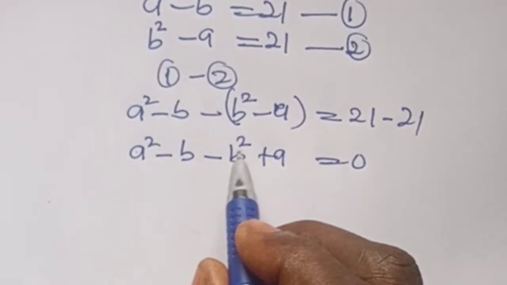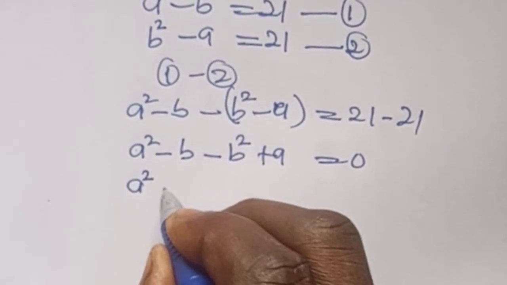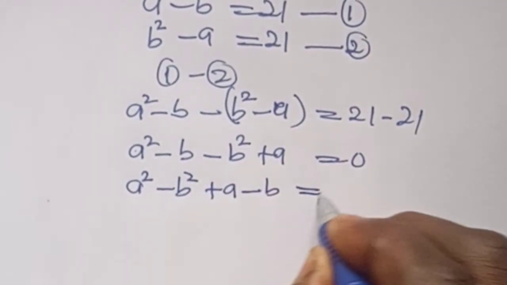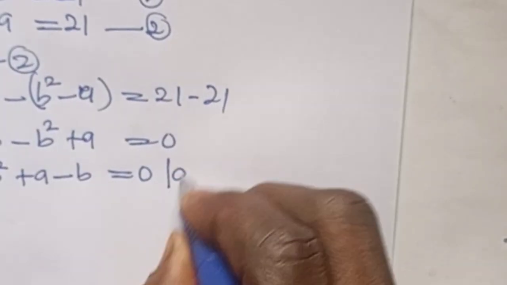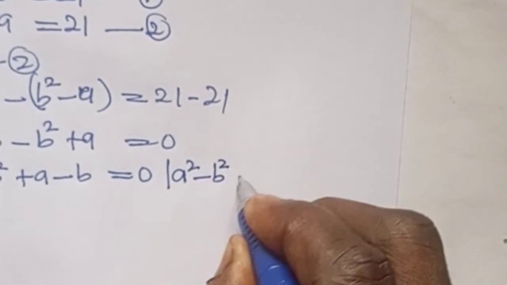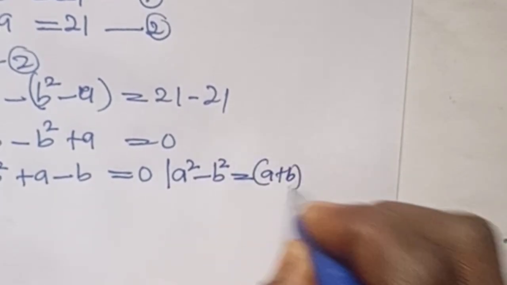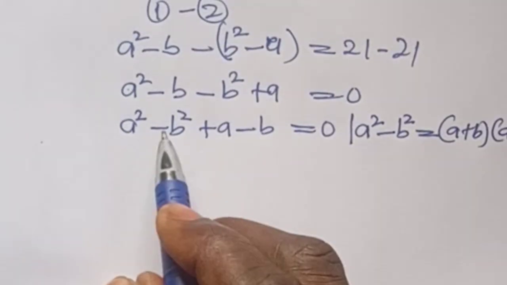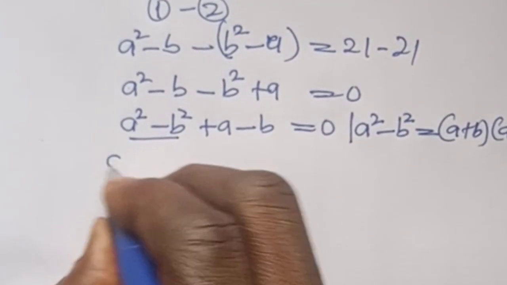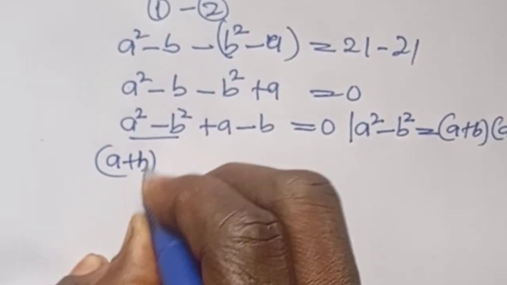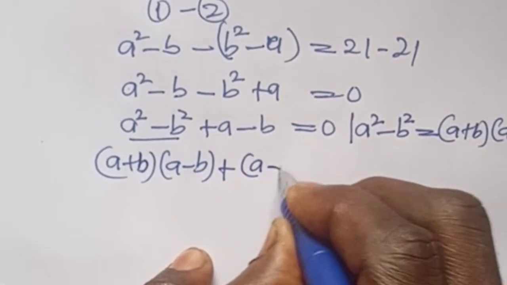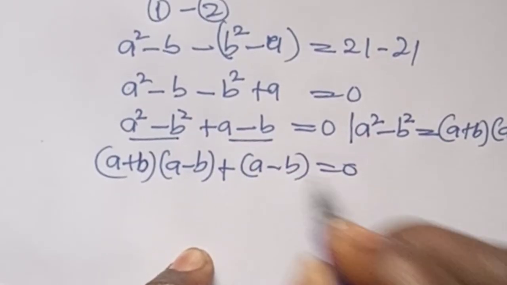So if we group them according to their powers, we're going to have a to the power of 2 minus b to the power of 2 plus a minus b equals 0. But a to the power of 2 minus b to the power of 2 is represented as a plus b and a minus b. I'm going to apply it here. So for this, we're having a plus b and a minus b plus a minus b equals 0.